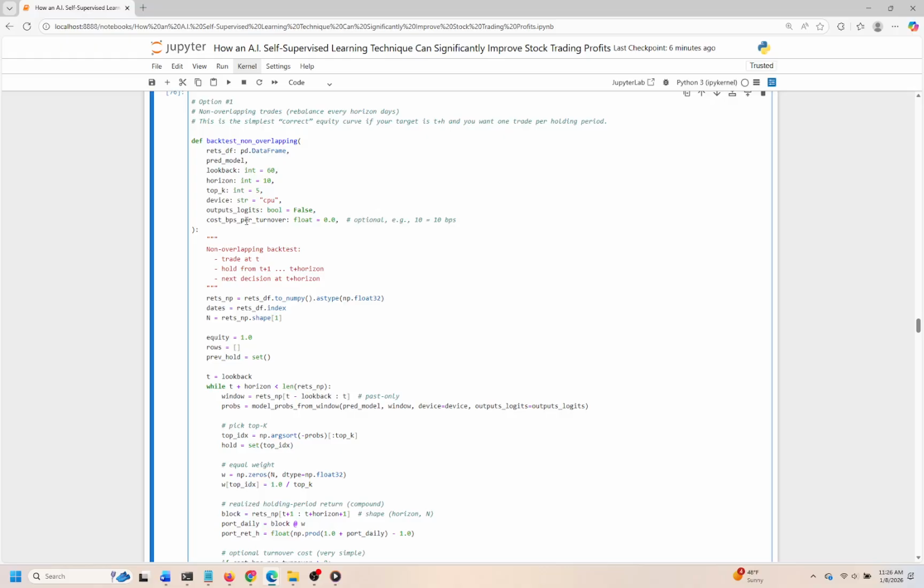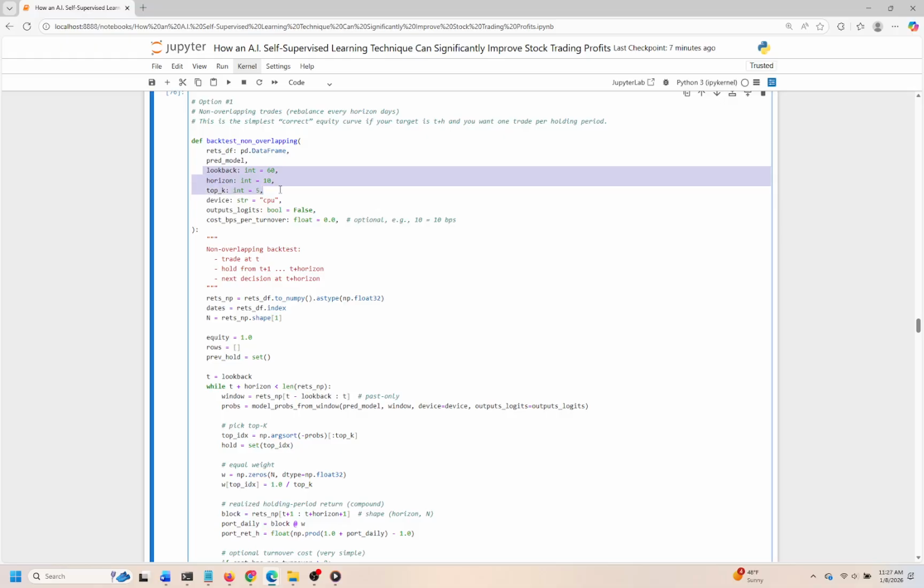Cell 16. This cell focuses on implementing a non-overlapping backtest for trading strategies. Essentially, it aims to generate an equity curve based on a specific framework, where trades are executed without overlap over defined time horizons. This method is particularly important for practitioners aiming to test the efficacy of their trading models while managing concurrent risk. The logic of the backtest begins by defining essential parameters like look-back period, trading horizon, and the number of top assets to consider.